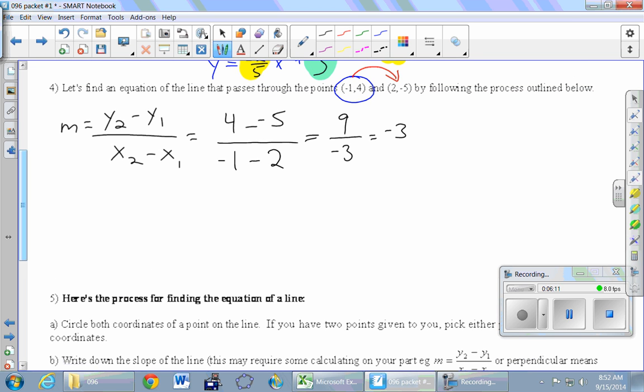Okay, so the next step is a funny one. What does it say? It says write y equals mx plus b. So we're just going to write it.